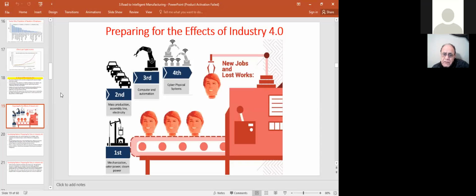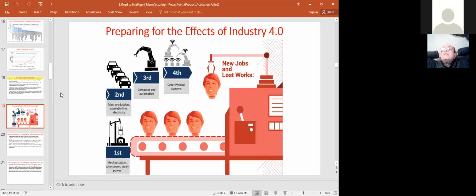Intelligent manufacturing, Industry 4.0, really what it does, it loses jobs for people. A lot of people will lose jobs. This is the adverse effect of all this. You see on this figure, heads are being cut by this machine. It really indicates that people will lose jobs.